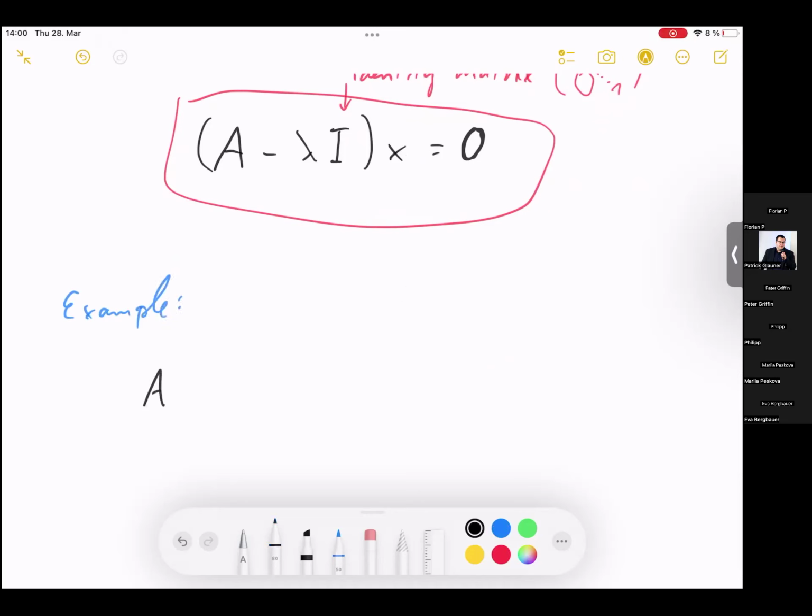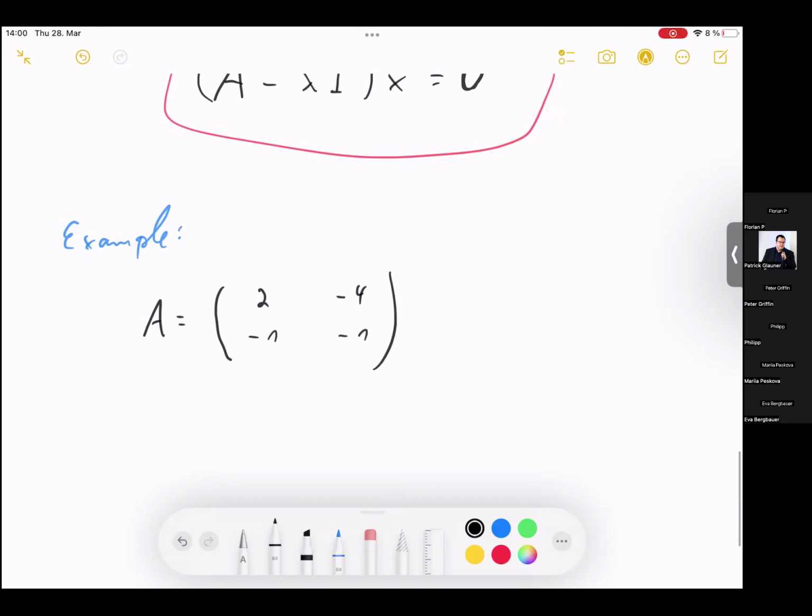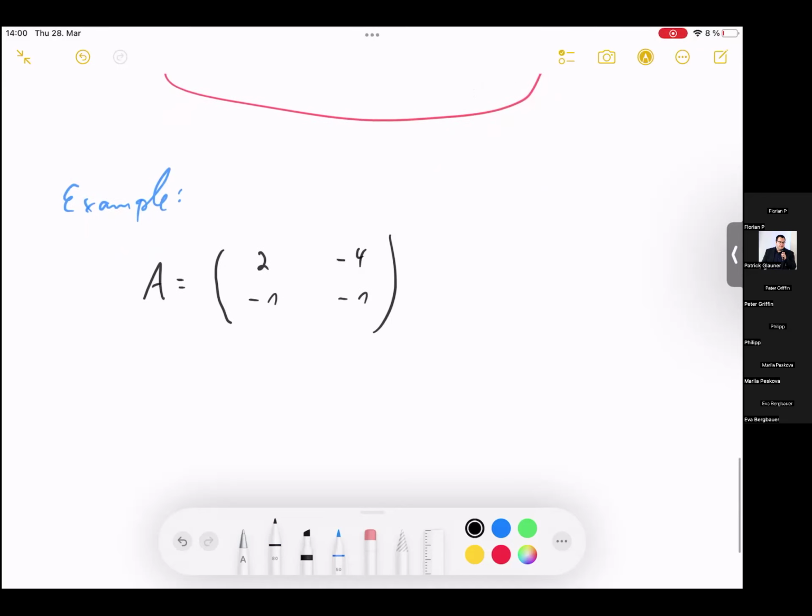And the example is A. The matrix could be like 2, -4, -1, -1. And I want to know what are its eigenvalues. And what I need to know is the so-called characteristic polynomial of A, and I want to have its determinant. So this is often written as the characteristic polynomial.